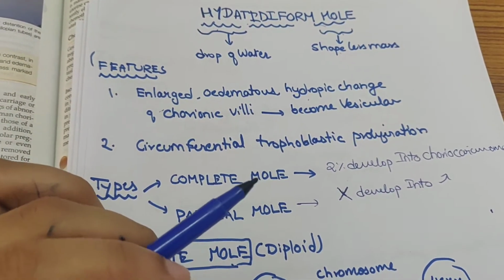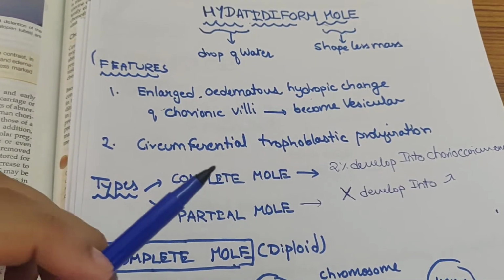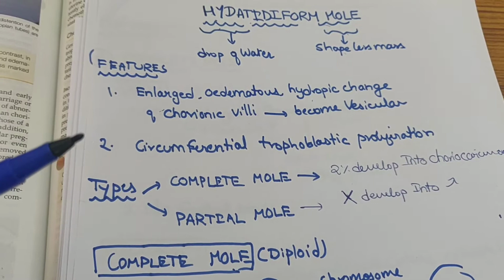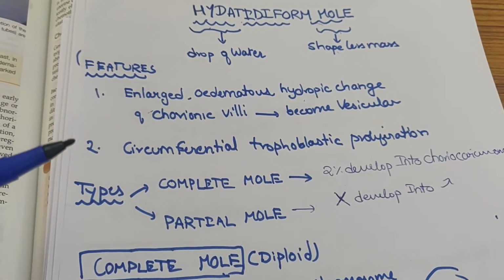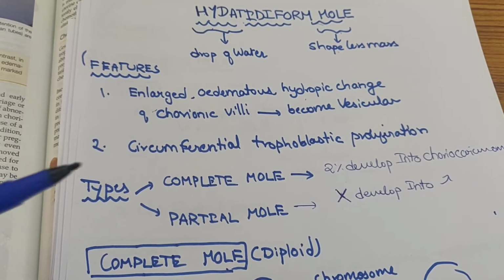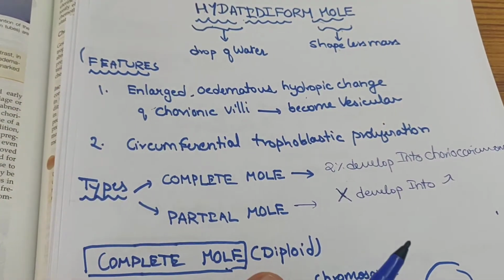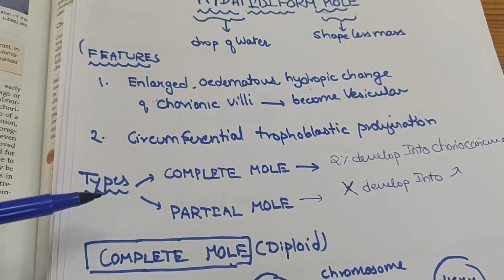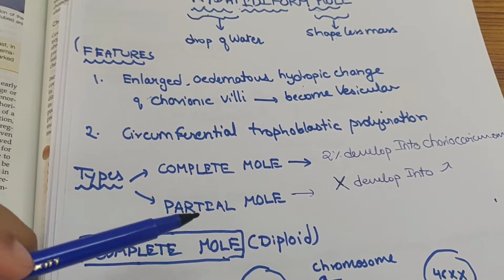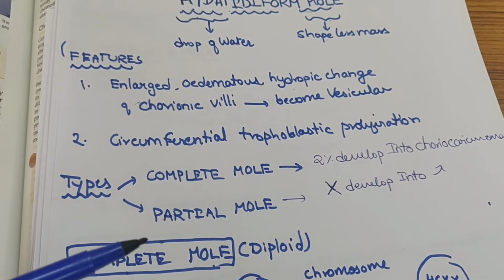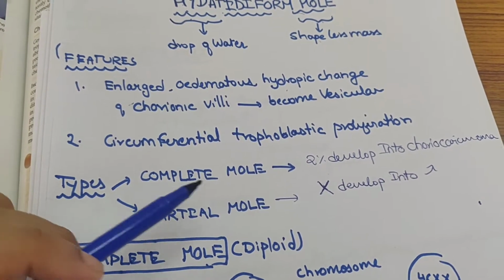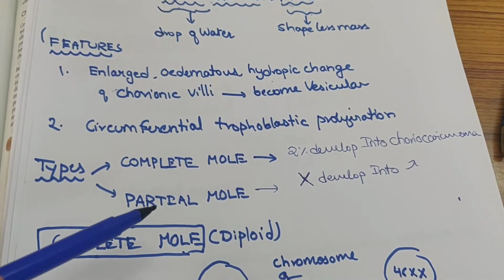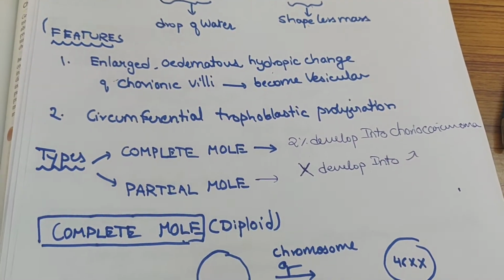So there are two types of trophoblast: syncytiotrophoblast and cytotrophoblast. So we know that syncytiotrophoblast produces beta HCG, that is human chorionic gonadotropin. Just remember that syncytiotrophoblast will produce beta HCG. And coming to the types, there are two types, that are complete mole and partial mole. Complete mole has more probability to get into choriocarcinoma, whereas partial mole almost never develops into choriocarcinoma.